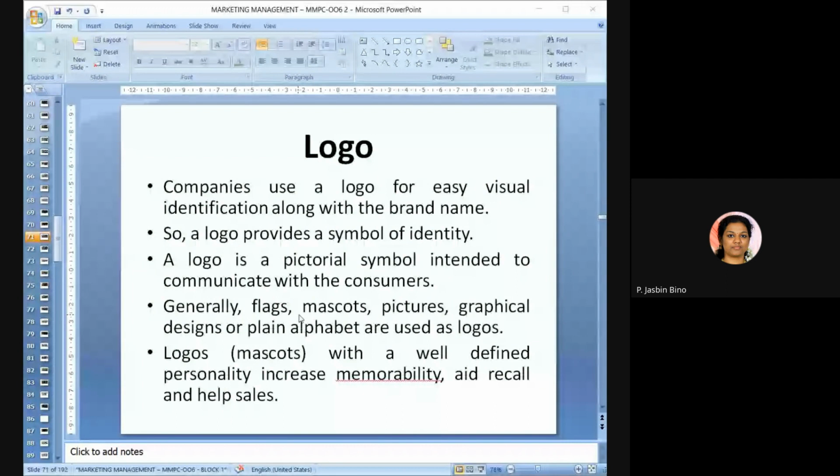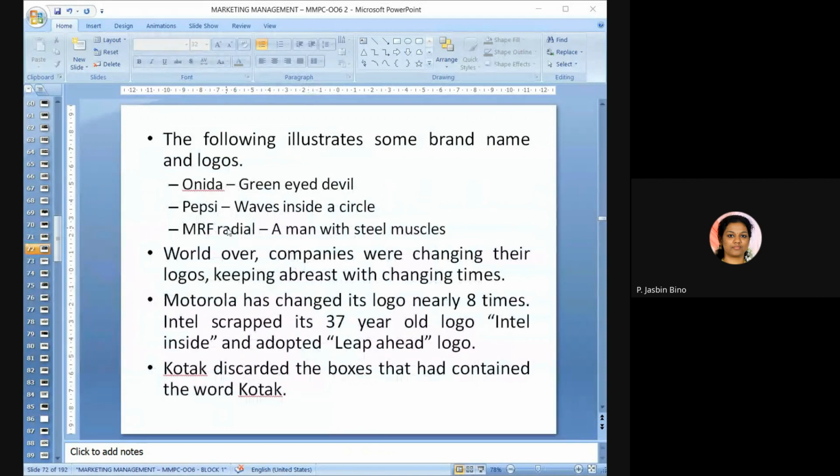The next one is a logo. Companies usually use a logo for easy visual identification along with the brand name. It is a symbol of identity, a pictorial symbol usually intended to communicate with customers. Normally flags, mascots, pictures, geographical designs, or some plain alphabet are used as a logo. When we look at the logo of some products, we immediately identify which product it is. That is the main purpose of a logo. Logos with a well-defined personality increase memorability, aid recall, and help sales. An example is Pepsi, with waves inside a circle.